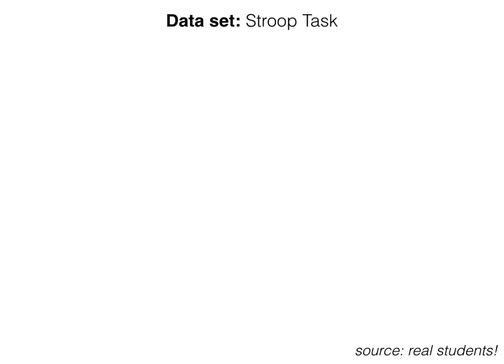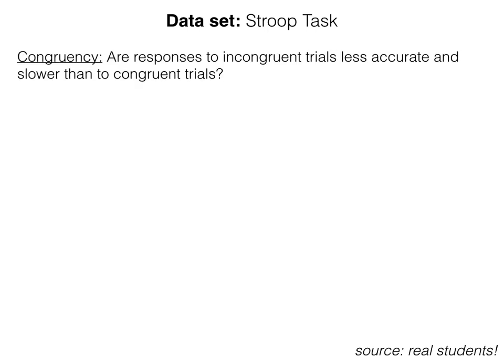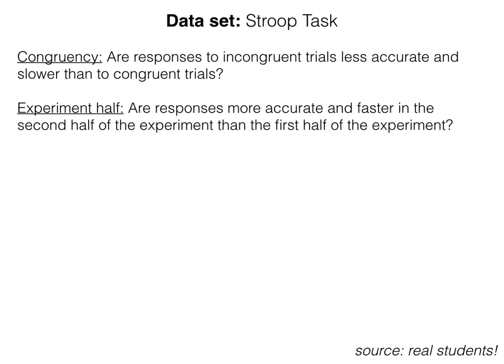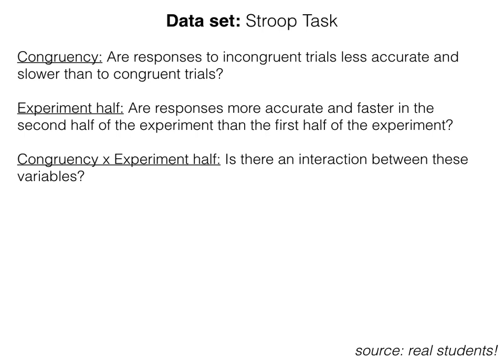Okay, so we have 3 research questions for this analysis. 1, are responses to incongruent trials less accurate and slower than to congruent trials? This is an effect that has been replicated many times, so we should hopefully find it in our data too. Next, we're going to split the experiment in half and see if responses are more accurate and faster in the second half of the experiment than the first, after participants have gotten a little bit of practice. And finally, we'll want to see if there's an interaction between these 2 variables.